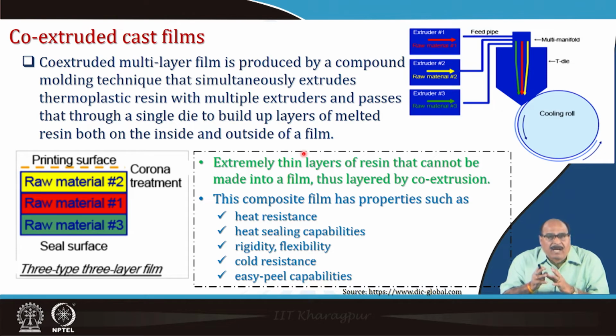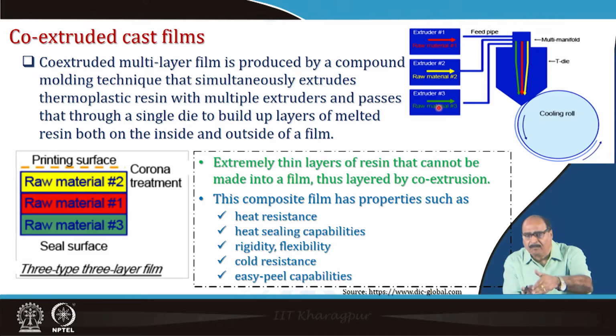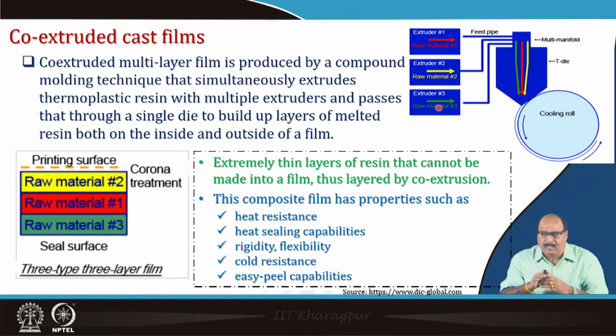Then co-extruded cast films. This co-extruded multi-layer film is produced by a compound molding technique that simultaneously extrudes thermoplastic resin with multiple extruders and processes it through a single die to build up layers of melted resin both on the inside as well as on the outside of a film. You can see in the picture that there are different layers, like raw material 1, raw material 2, raw material 3, and they are passed to 3 separate extruders, and then finally they are sent to a single die, where they are one above the other, co-extruded. Okay. The multi-folded die, and finally the cooling roll.